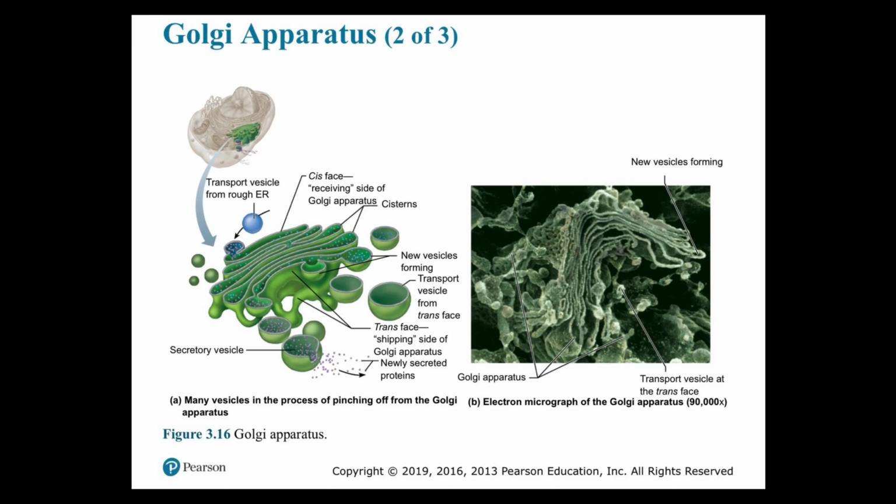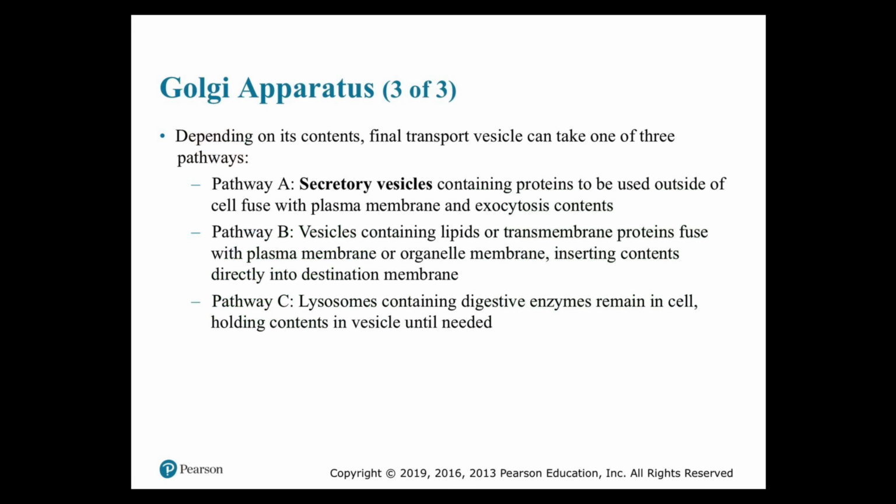Figure 316, again, the Golgi apparatus. This one is from your book. Figure A shows many vesicles in the process of pinching off from the Golgi apparatus. Notice there's the cis face, the receiving side of the Golgi apparatus. Then there are the cisternae, and then there's formation of new vesicles at the level of the trans face. That's the shipping side of the Golgi apparatus. So depending on its contents, the final transport vesicle can take one of 3 pathways.